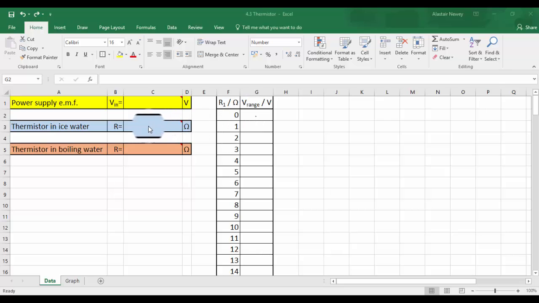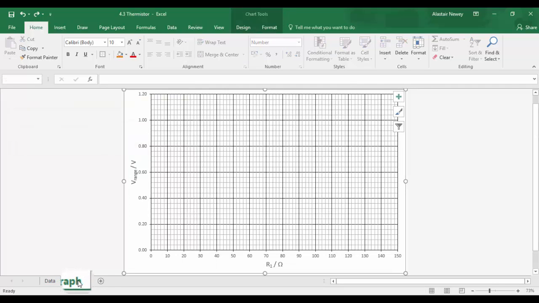So in order to do that, we need to work out what is the resistance of the thermistor at its coldest in ice water, and what's the value of the resistance of the thermistor at its warmest when we put it in boiling water. Then you'll need to enter the value of the EMF of the cell or the power supply into here. And once we have those three things, along with the varying values of R1, you'll need to enter a formula into this column to calculate the theoretical voltage range across the thermistor. Once that's done, we have a tab down here at the bottom called graph, and that should plot out the V range against the resistance, and from that graph you will be able to see where the V range is at its maximum.